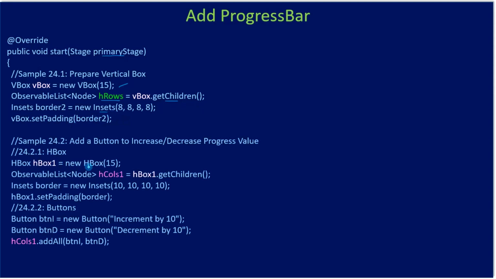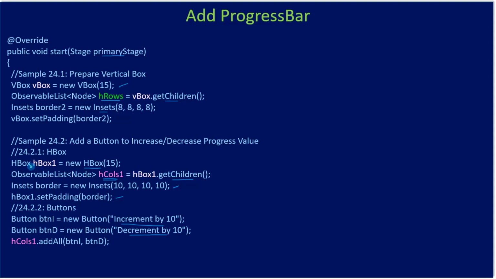After this, we create an HBox. From the HBox we get the children, and we call that hcols. Here also we set insets, a border. After that we add two buttons. That means here we are creating the increment by 10 and decrement by 10 buttons. Then we are adding them to our hcols.